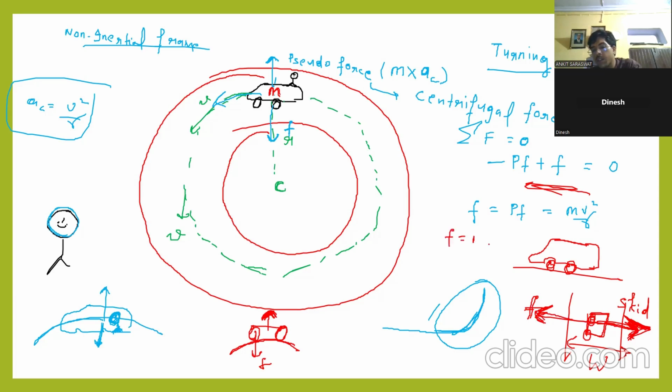v is equal to r omega, so it will be m r omega square. Friction every time will balance the centrifugal force. So that you can take a smooth turn.